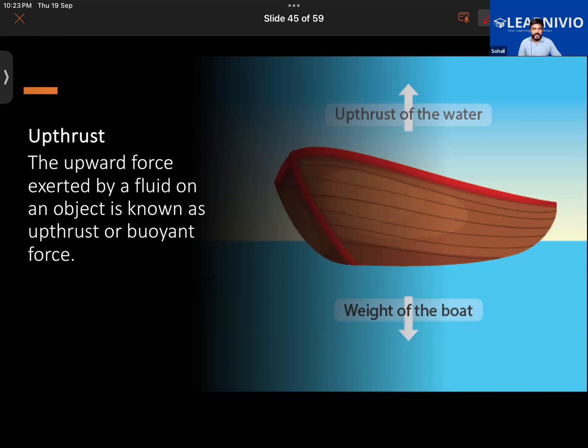You guys getting my question? Why does a needle, which is made up of steel or iron, sink in the water, but at the same time a boat made up of steel and aluminum, which is also a metal, does not sink? What could be the reason behind this? What do you guys think of this? Sir, I'm not sure. Okay.